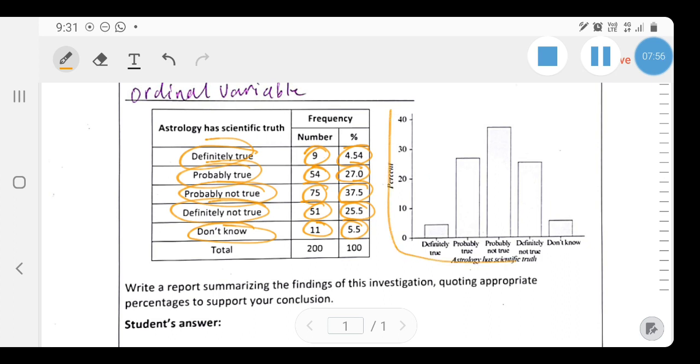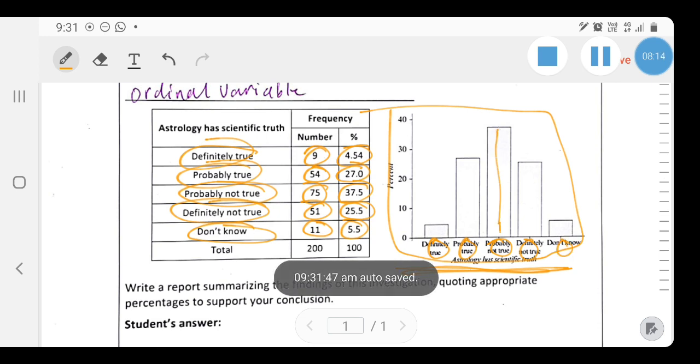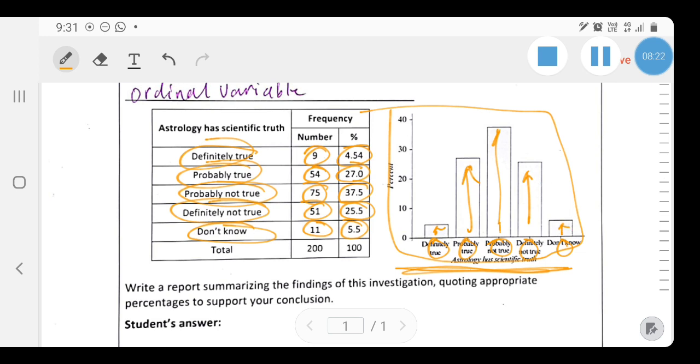And over here, represented as a bar graph, we have the ordinal variable down the bottom here in the correct order, from definitely true, probably not true, definitely not true, to I don't know. And then we have the distribution up to the appropriate heights. There we go. And those heights are actual percentage frequencies. We've used the percentages, not the raw numbers, for this particular graph.